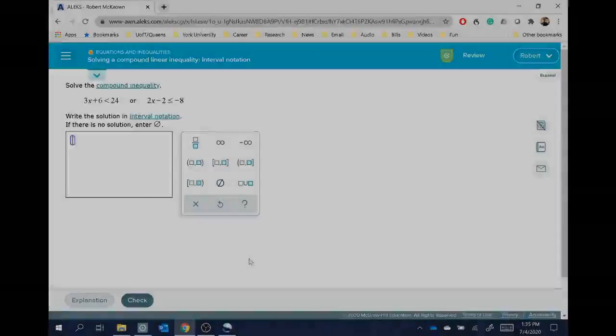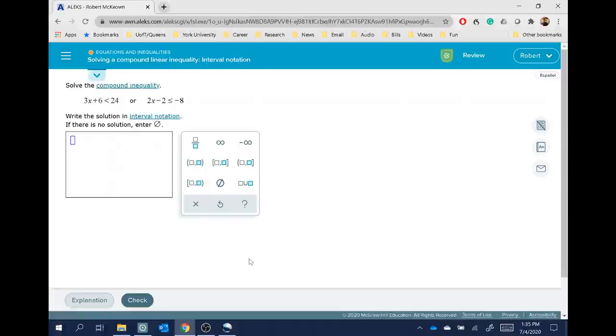Now here I am on ALEKS, and we have a question from ALEKS. It says solve the compound inequality. And so we're given two inequalities this time. Both have x as the unknown variable. And then we're told write the solution in interval notation. If there is no solution to these two inequalities, enter that funny looking 0, that circle with a line through it, which is our null set, also sometimes called the empty set.